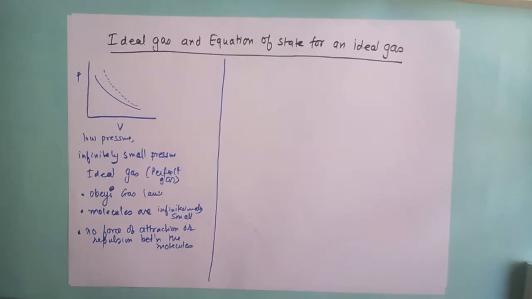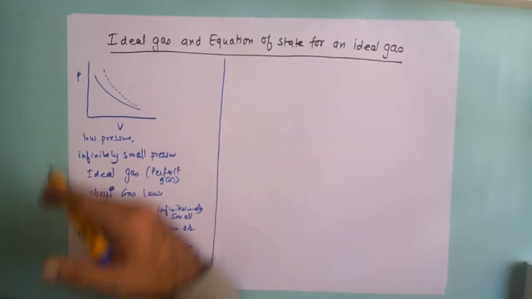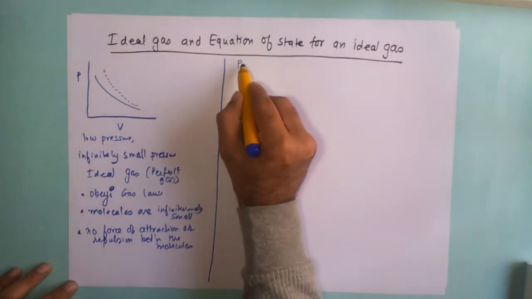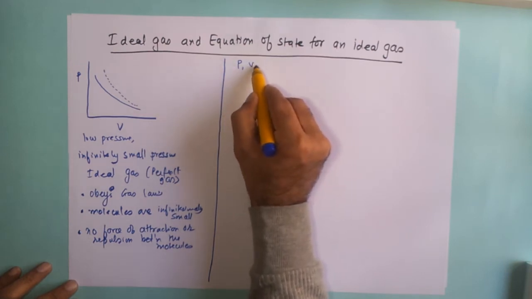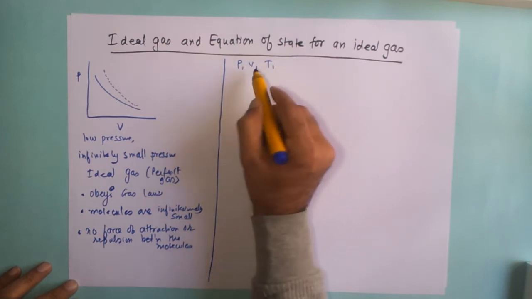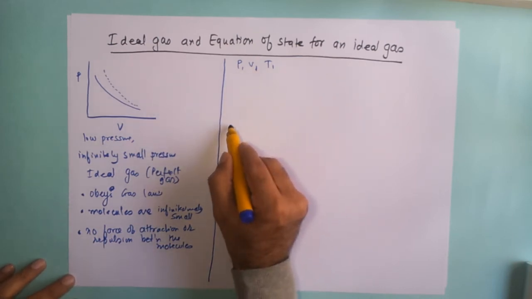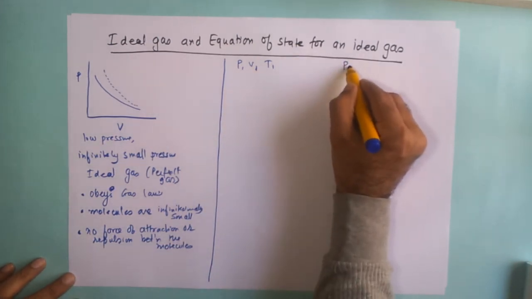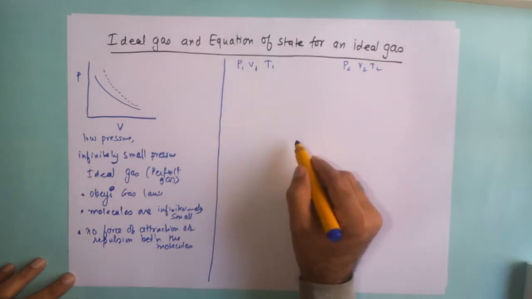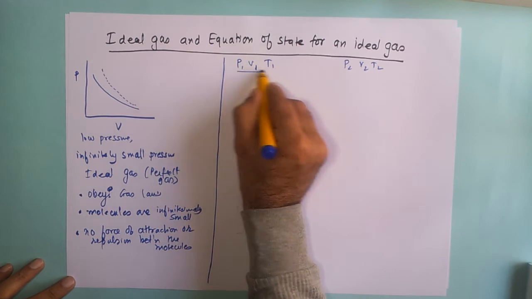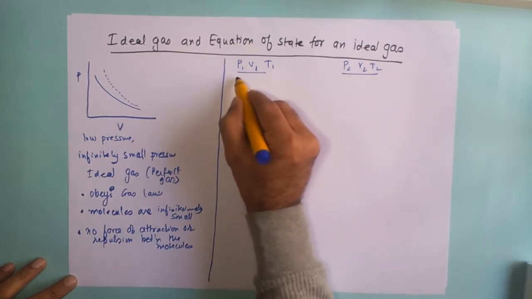on thermodynamics. Let us try to come to the equation of state of an ideal gas based on this theory. Let us assume that we have an ideal gas and the initial state is P1, V1 and T1, and finally it reaches P2, V2 and T2. This is the initial state, this is the final state. From here to here it moves through two stages.